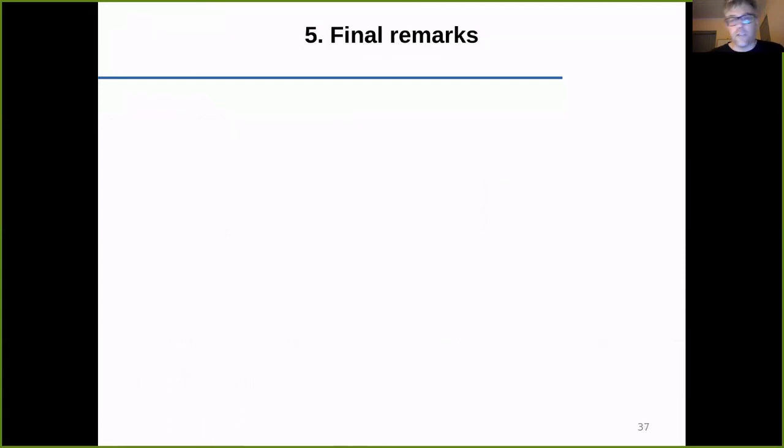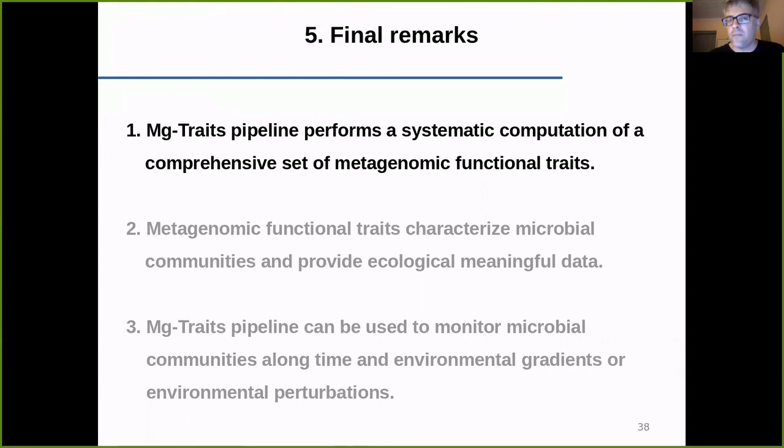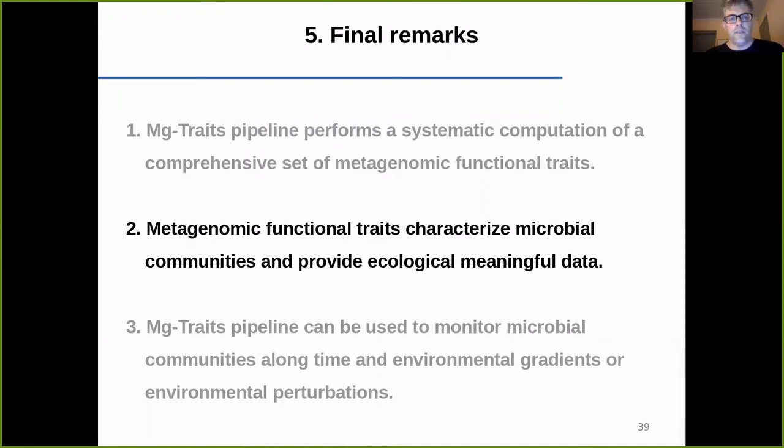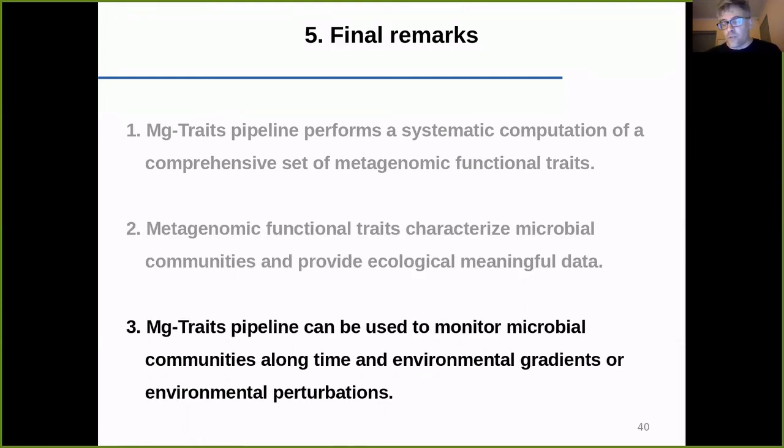And with this, I reached the final remarks, and these are three. First, that the MTraits pipeline performs systematic computation of a comprehensive set of metagenomic functional traits. These metagenomic functional traits can be used to characterize microbial communities, but also provide information about the ecology of microorganisms. And a tool like this is very useful to monitor microbial communities along time or environmental gradients, or especially whenever there is an environmental perturbation.